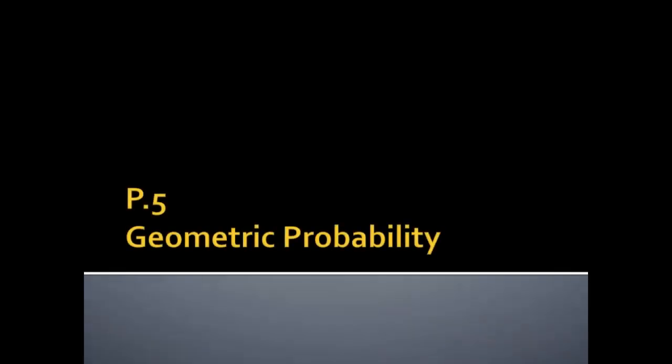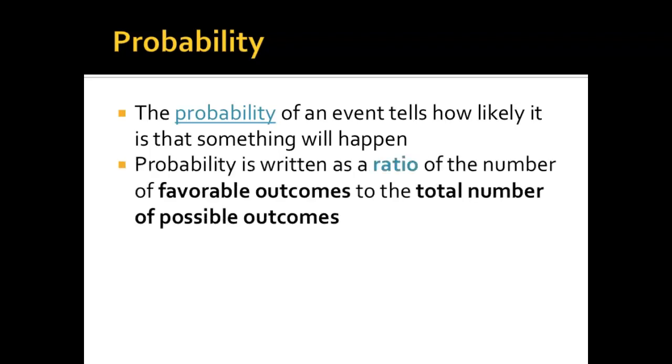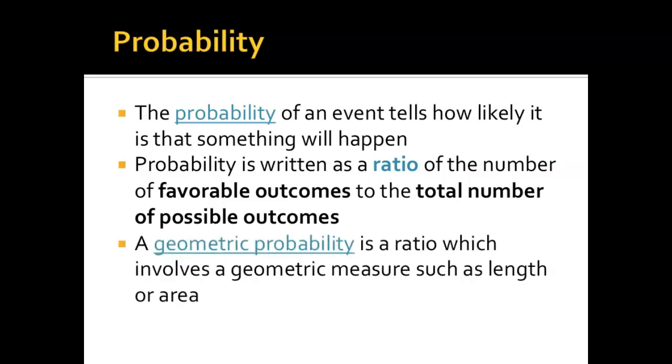Today we finish up our study on polygons by talking about geometric probability. So what is probability? The probability of an event tells how likely it is that something will happen. Now when we write probability, we write it as a ratio of the number of favorable outcomes to the total number of possible outcomes. Now when we refer to geometric probability, this is a ratio which involves a geometric measure, such as a length or an area.